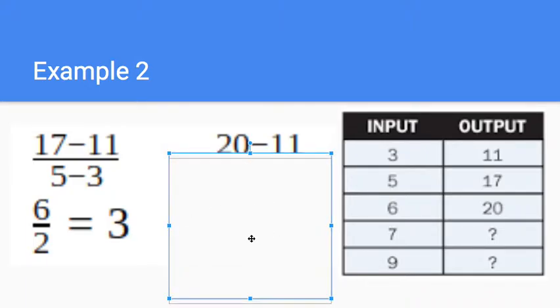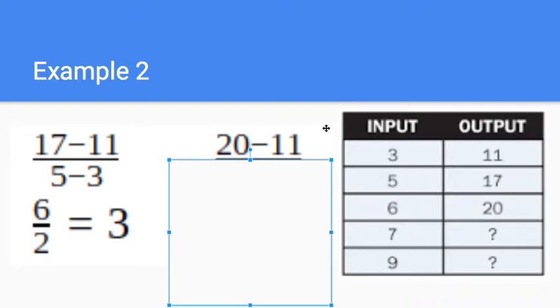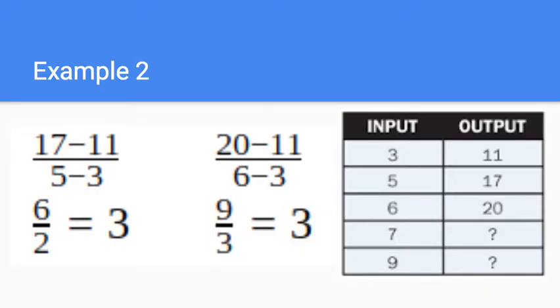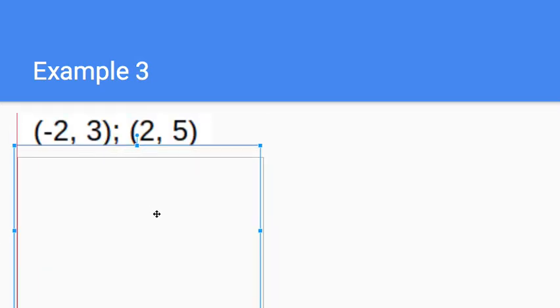Let's look, and here you can see I took two numbers that weren't right next to each other in the input-output table because it doesn't really matter. So I do 20 minus 11 over 6 minus 3. 20 minus 11 is 9, 6 minus 3 is 3, 9 divided by 3 gives me a slope of 3. So this still works. Now here's my third example.